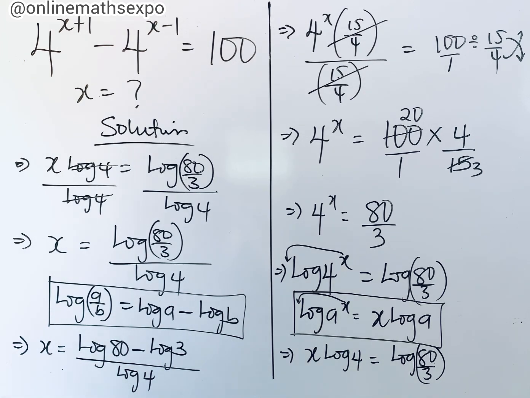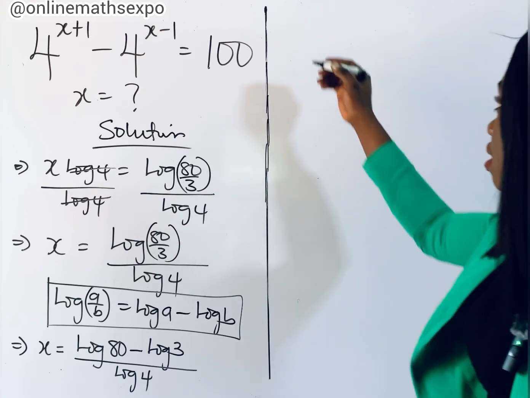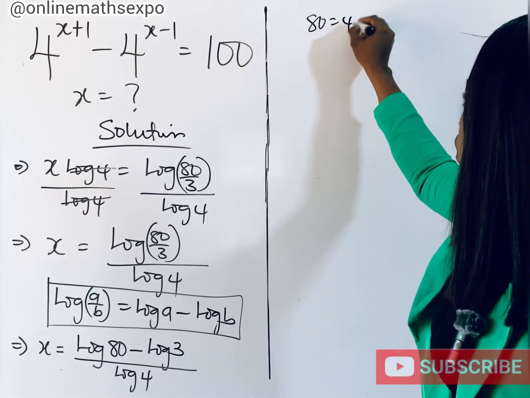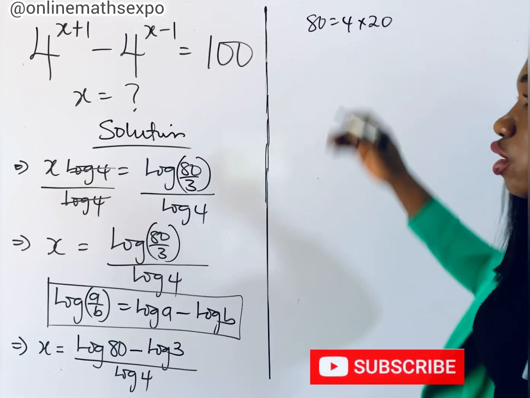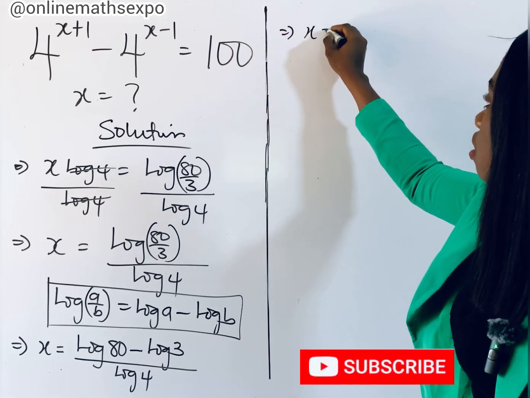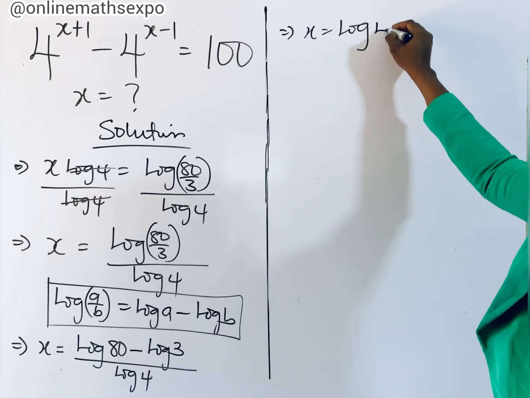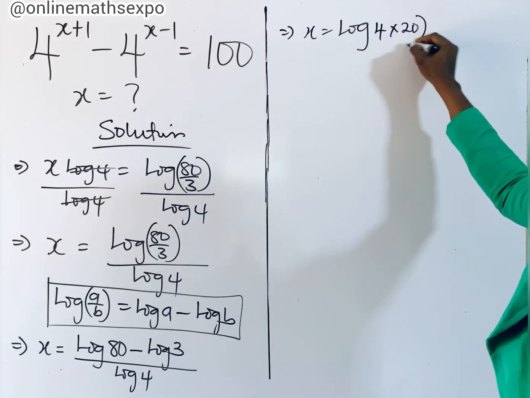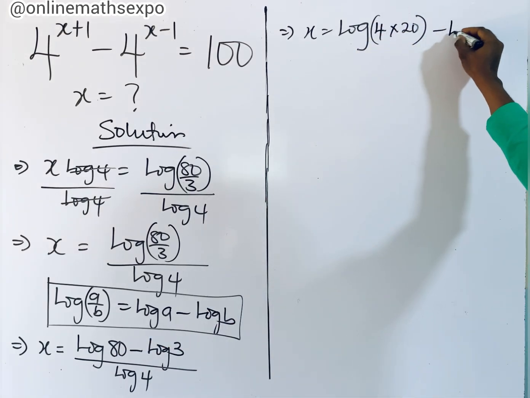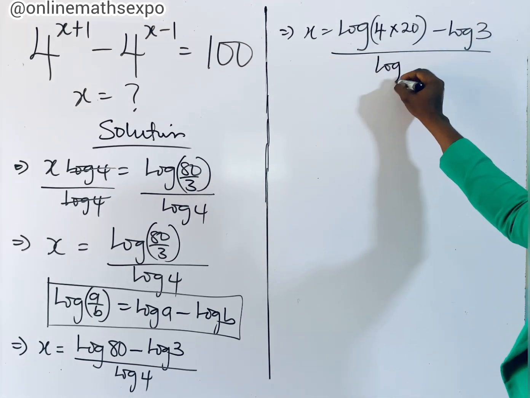So we keep simplifying, and to do that, 80, as you know, is the same thing as what? 4 times 20. So we have x is equal to log of, for 80, we are going to have 4 multiplied by 20, then minus log 3, divided by log of 4.